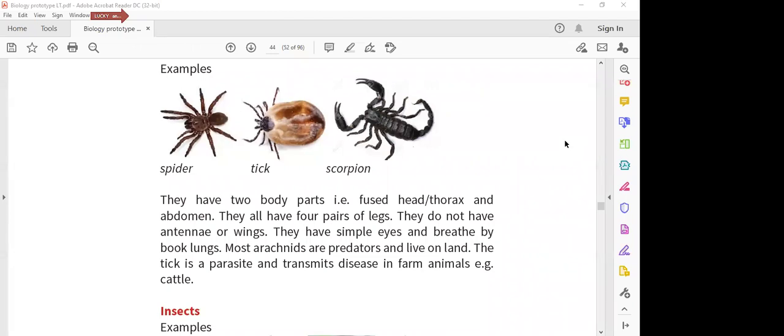And they do not have antenna or wings. Predators That is a and live difference on now land. between the Tick is a parasite. yes, we have some echo.